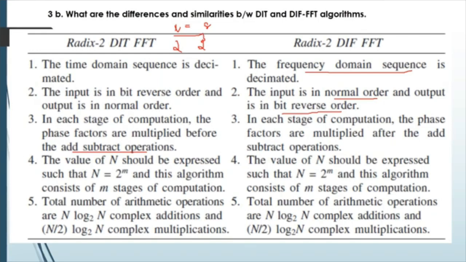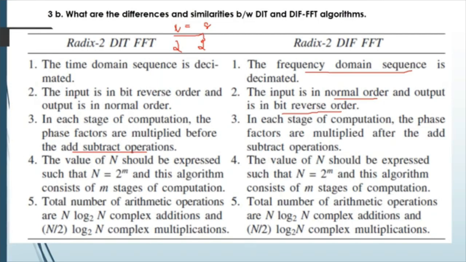So these are the similarities, 4 and 5 are the same, whereas in 1 and 2, here we are decimating the time domain sequence, and there we are decimating the frequency domain sequence. In DIT the input is in bit reversal order, whereas the output is in normal order. In DIF the input is in normal order and the output is in bit reversal order, and we rewrite the bit reversal order output into normal order for the final calculation purpose.